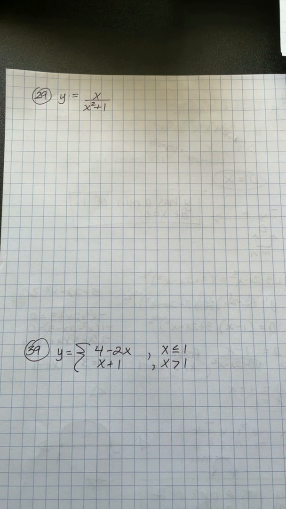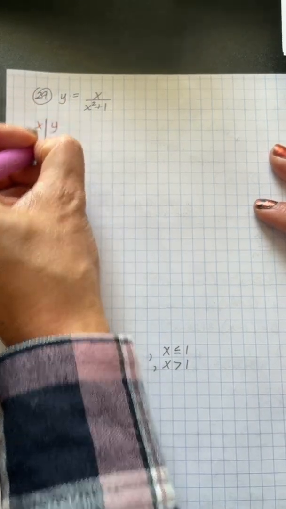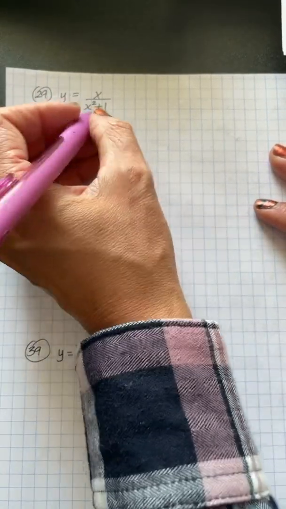All right, number 29, y equals x over x squared plus 1. Let's get our table of values ready. I don't know what's going to be in it. And let's do the derivative.